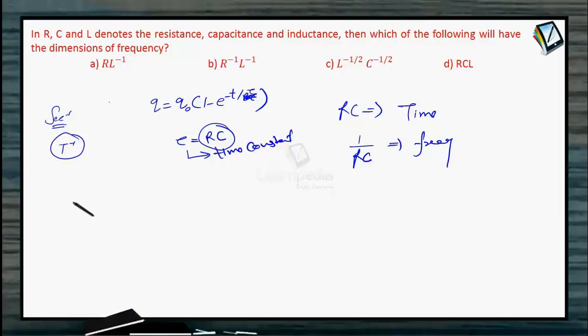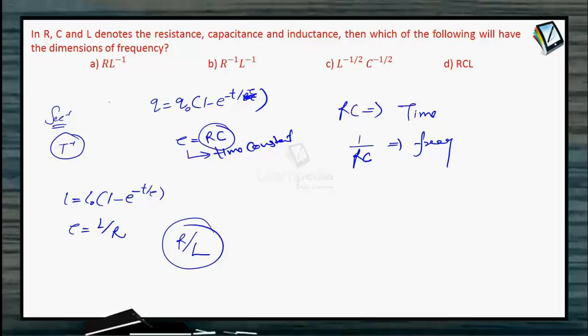In case of growth of current, we know that the current growth is given by the equation I equals I naught bracket 1 minus e raised to the power minus t by tau. Here tau is the time constant and is written as L by R. So L by R is the time constant, so it has to have the same dimension as that of time. So the inverse of that will have the dimension of frequency. So R by L has the dimension of frequency. So this option has to be the correct option till now.